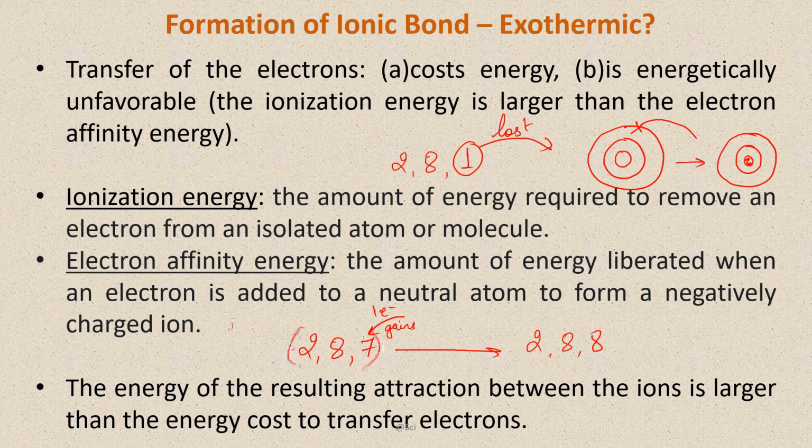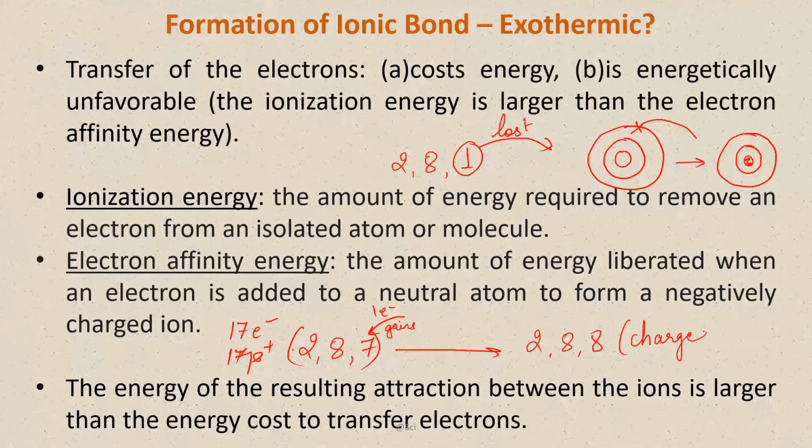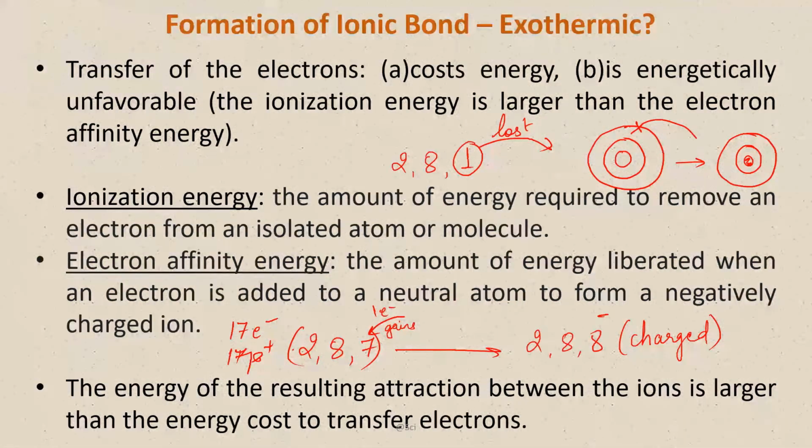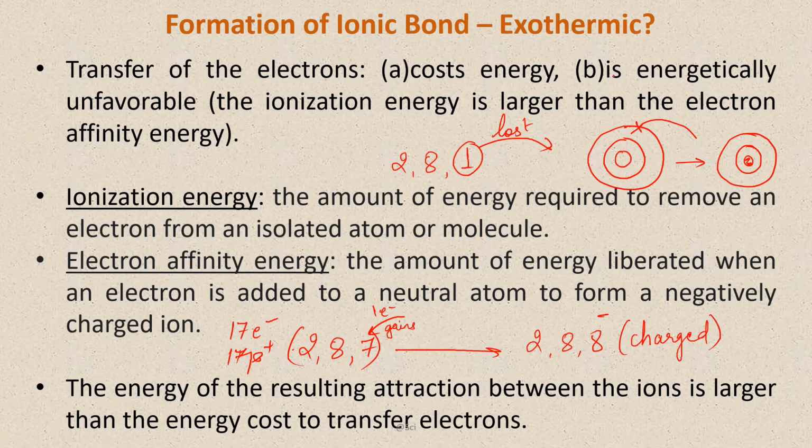But look at this case. This one is neutral because it has 17 electrons and 17 protons. It is a neutral atom. But after addition of one electron, even if it has completed its octet, it becomes charged. Now it is a charged ion. It carries a negative charge. So the amount of energy liberated when an electron is added to a neutral atom to form a negatively charged ion is the electron affinity. So the transfer of electrons actually costs energy, and it is energetically unfavorable also.